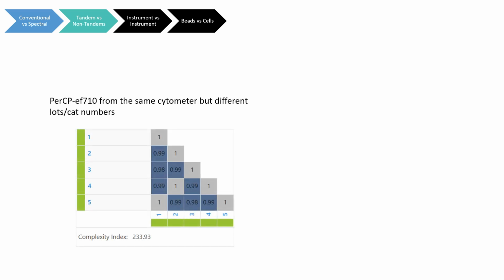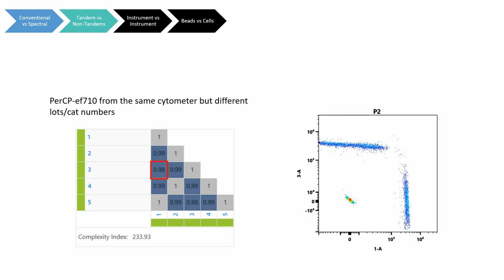Now let's look at a tandem fluorochrome. In this case, PerCP-eFluor 710 in a similarity matrix. You might have guessed from all the foreshadowing, but you can see that there are differences, and in this case they range from about 0.98 to 0.99. In the example of number 1 versus number 3, they are only 98% similar. Spectral flow can unmix up to 98% similar fluorochromes, such as 1 versus 3, admittedly with some significant spread.